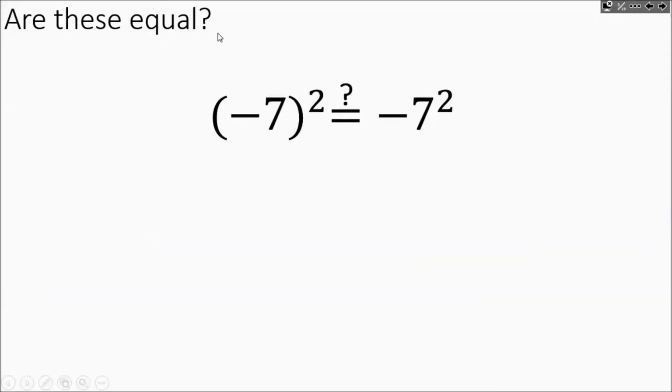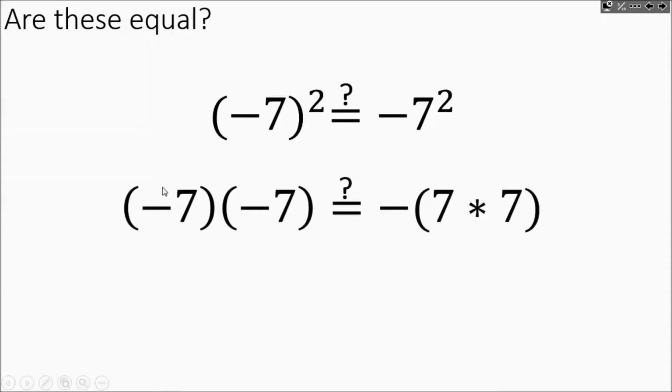Are these equal? This little question mark over an equal sign basically means, are these two statements equal? So negative 7 to the second, negative 7 to the second, but one's in parentheses. We're going to have the number 49 involved in both of them. One's going to be positive, one's going to be negative though, and that's where you have to be real careful. This is in parentheses with a negative, and it has an even exponent. It's going to come out positive.